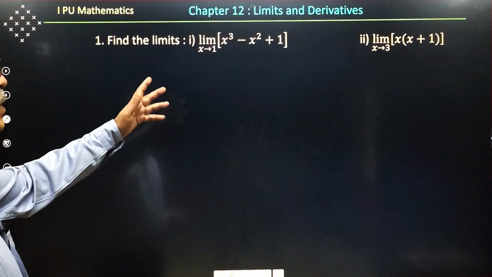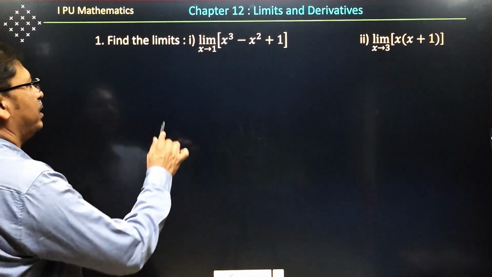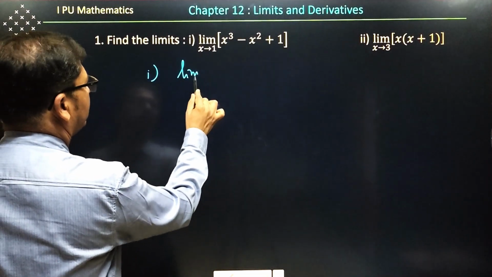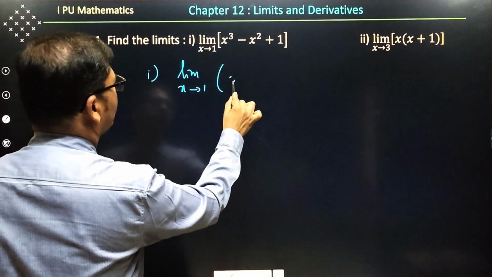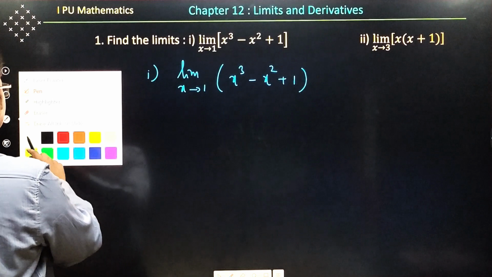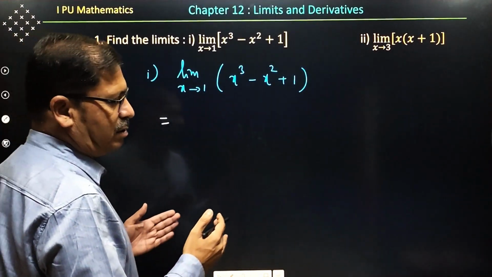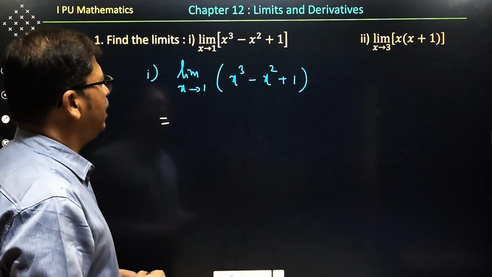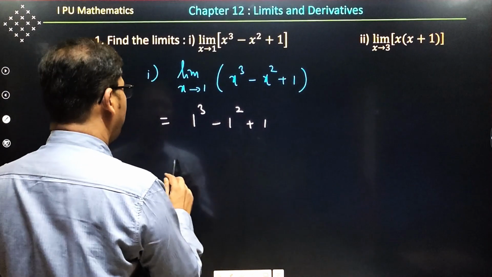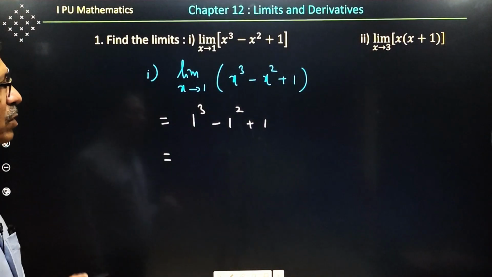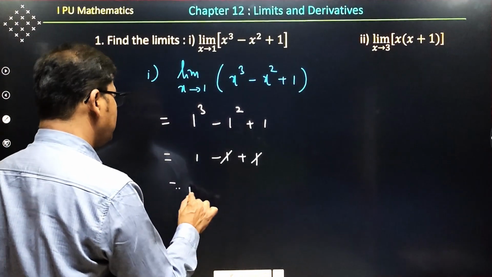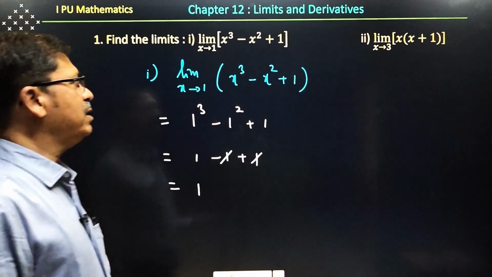See, the question is to evaluate this limit, meaning to find the value of the limit. First one: limit x tends to 1 of x cube minus x square plus 1. This can be evaluated by the direct substitution method. If you put x equal to 1 directly, you get 1 to the power 3 minus 1 to the power 2 plus 1. It is not taking any 0 by 0 form, so directly you can evaluate it. So 1 minus 1 plus 1, the 1 minus 1 cancels. Answer is 1.